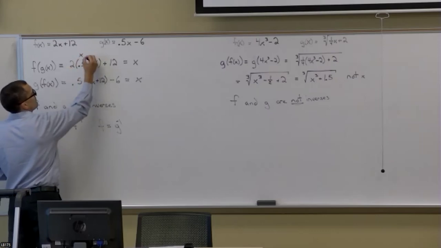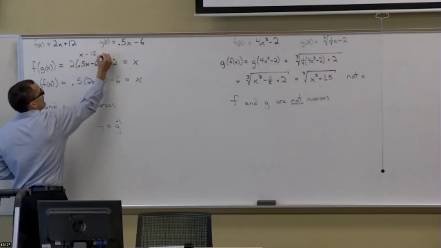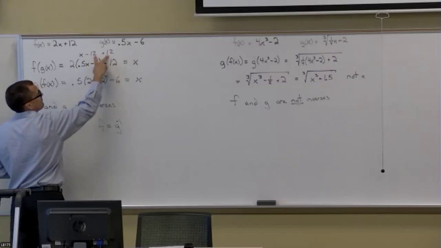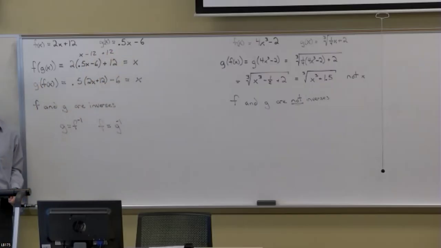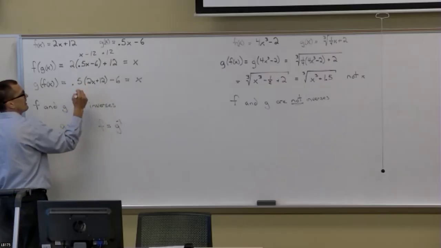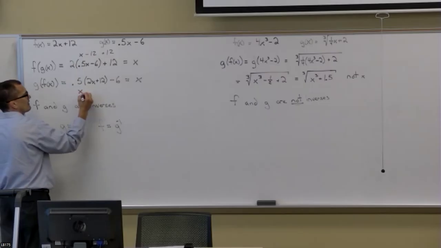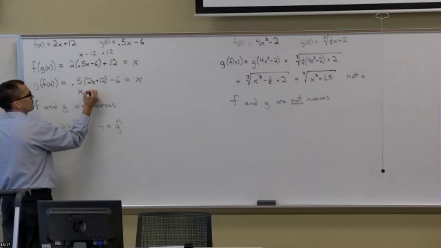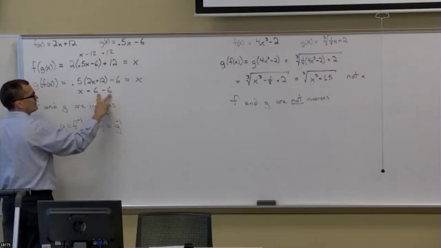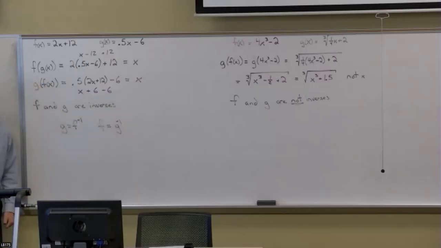2 times minus 6 is minus 12. And then I did a plus 12 on the end. And I just in my head did minus 12 plus 12 is 0. So I got that. On this one, 0.5 times 2 is 1. So I get 1x. 0.5 times 12 is a plus 6. And then a minus 6. And I did this in my head. I said, oh, plus 6 minus 6 is 0. So that's just x.